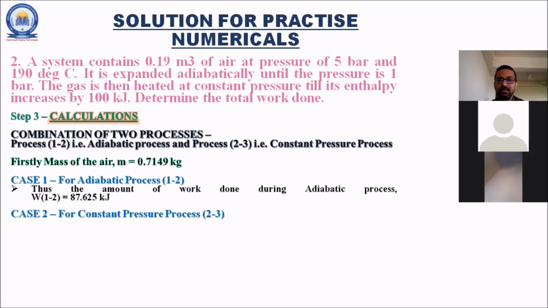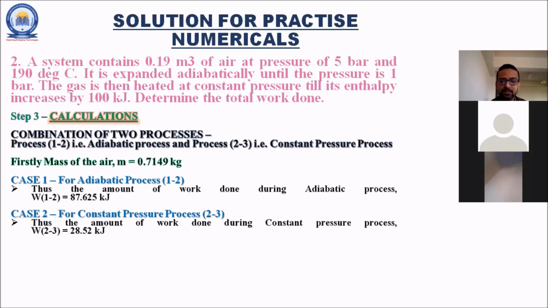Here the equation for work done will be P(V2 minus V1). So for the constant pressure process, the amount of work done comes out to be W23 equal to 28.52 kilojoules.